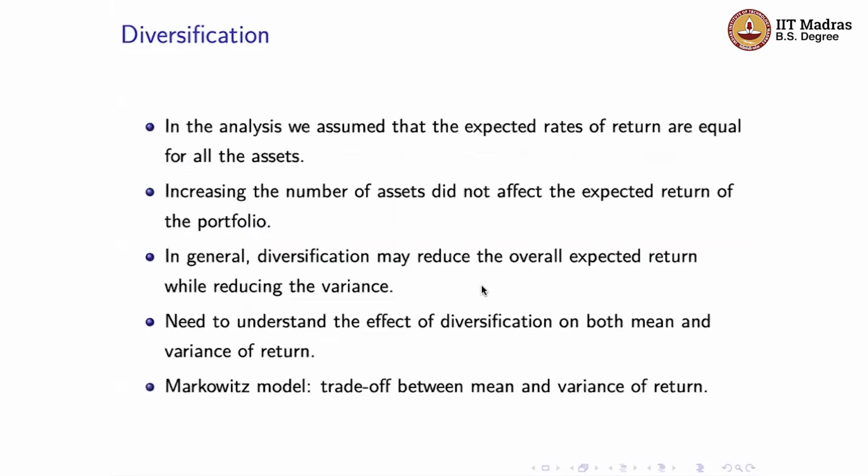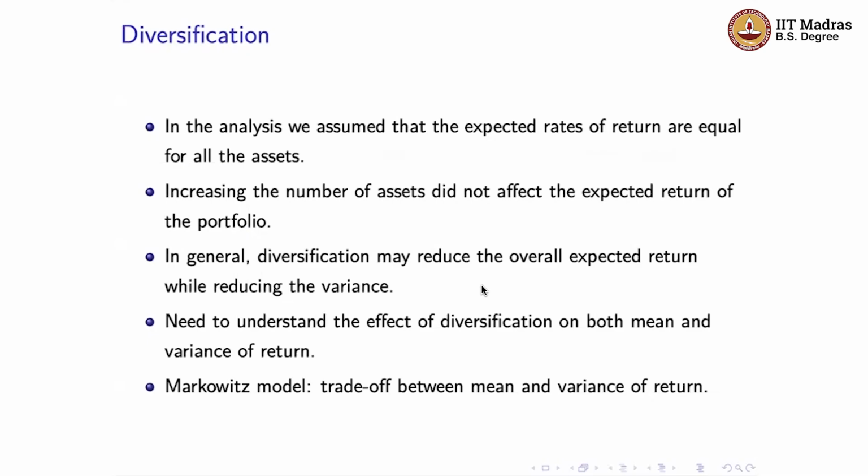Okay, so in this analysis, we made some particular assumptions, right? We assumed, for instance, that the expected rate of return is equal for all the assets. And so increasing the number of assets did not affect the rate of return for the portfolio, right? In general, we'll see that diversification may have the advantage of reducing the variance, but it also comes at a cost, namely that the overall expected return would also perhaps go down, right? And so it's not enough to just look at what is happening to the variance or the standard deviation. We also need to understand the effect of diversification on both the mean and the variance of return.